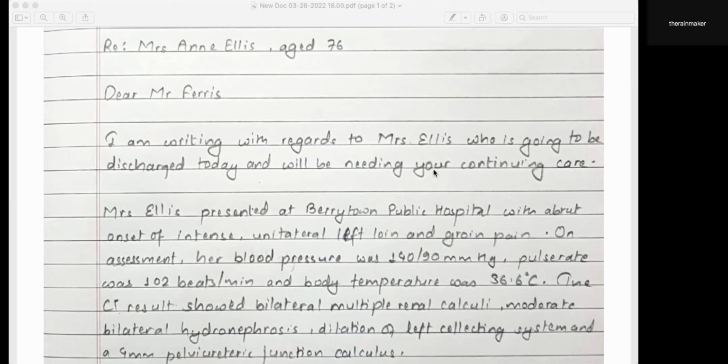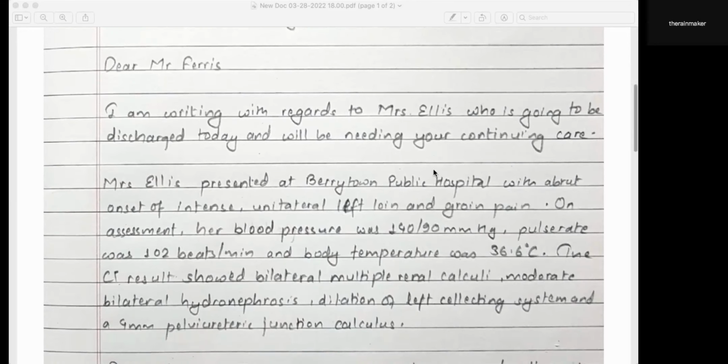So, "with abrupt onset of intense unilateral left loin and groin pain", don't you think the reader knows this? This is what happened that led to the referral, and now we're discharging. "On assessment, her blood pressure was this, pulse rate", there has to be a space between pulse and rate, "was this." The CT results showed, yes, this is important: multiple renal calculi, moderate bilateral hydronephrosis, dilation of left collecting system.